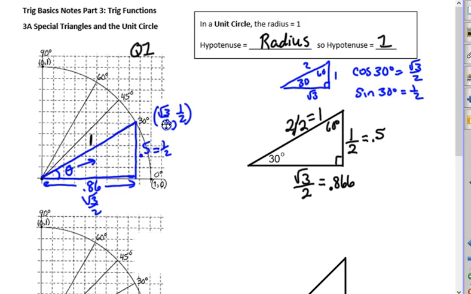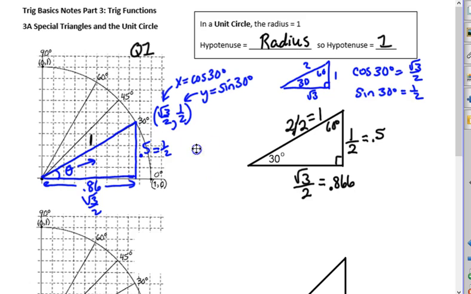And notice also that the x and y coordinates of this point as it travels around the circle, that is the cosine value and the sine value. So the x coordinate equals the cosine of 30 here. The y coordinate equals the sine of 30.